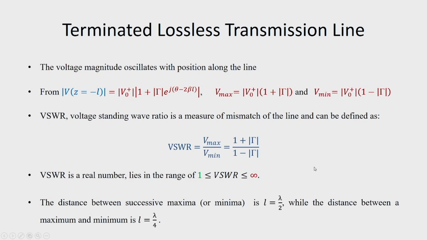So, when we have voltage variation on the line between this V max and V min, the distance between the successive maxima or minima on the line is lambda by 2, while the distance between a maximum and a minimum on the line is lambda by 4.